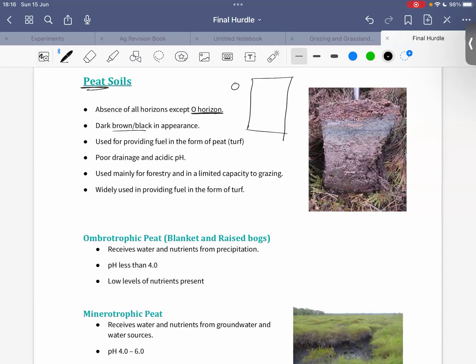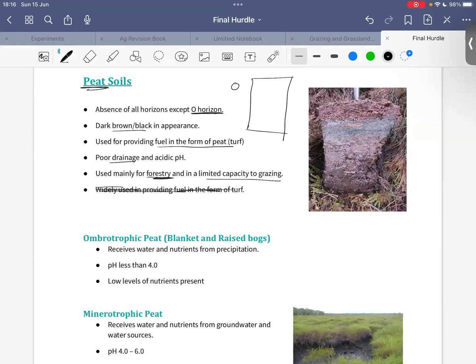Peat soils, dark brown in colour. You would say that indicates fertility, but because there's no air, it's anaerobic, poor drainage. It's going to be used for fuel in the form of peat or turf. Mainly used again for forestry and limited grazing capacity. Widely used for fuel in the form of turf.